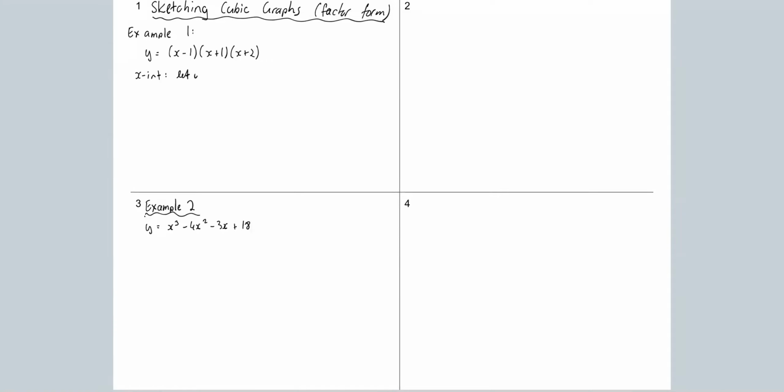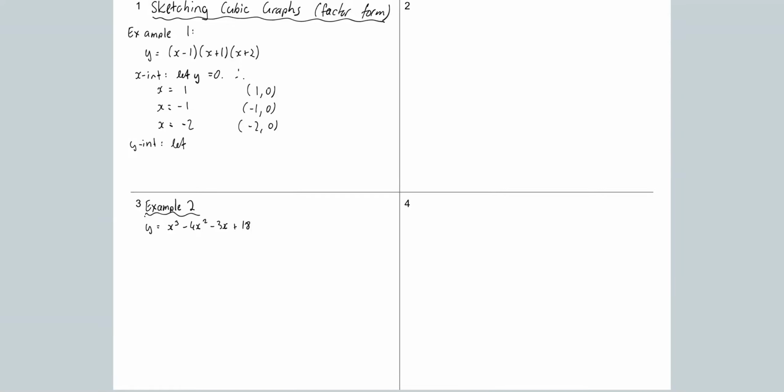X-intercept, let y equals 0. Therefore, x equals 1. This is from the null factor law. That's (1, 0). x equals negative 1. It's (negative 1, 0). And x is equal to negative 2. (Negative 2, 0).